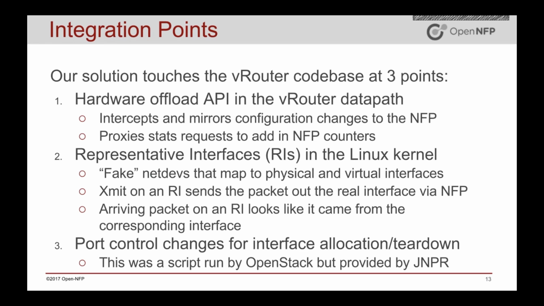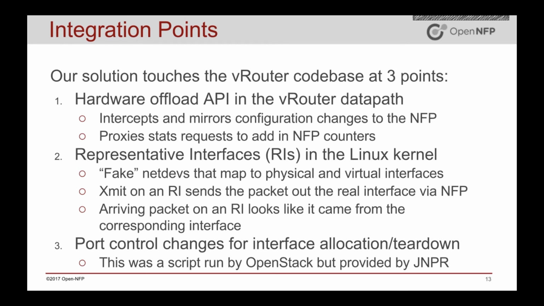In order for the vRouter fast path to not realize that there is hardware acceleration going on, it has to still be able to send and receive packets from interfaces. But in this case, the main interfaces in this system are actually going to be present in the SmartNIC itself. So what we did was we created what we call representative interfaces in the Linux kernel, which are sort of fake NetDevs, and they stand in for the real interfaces that exist on the SmartNIC itself.